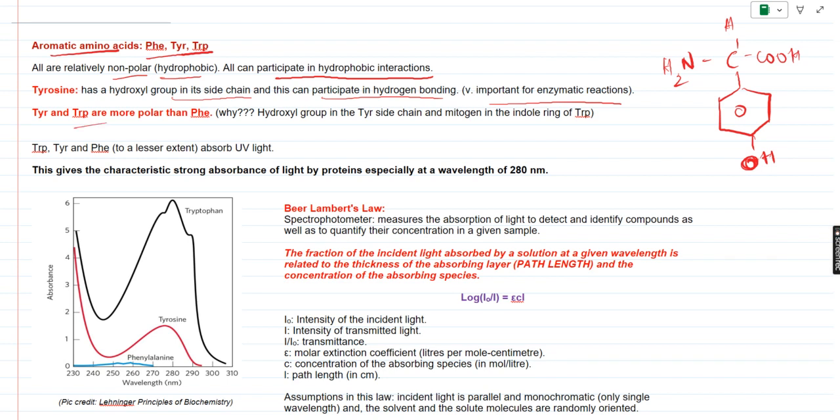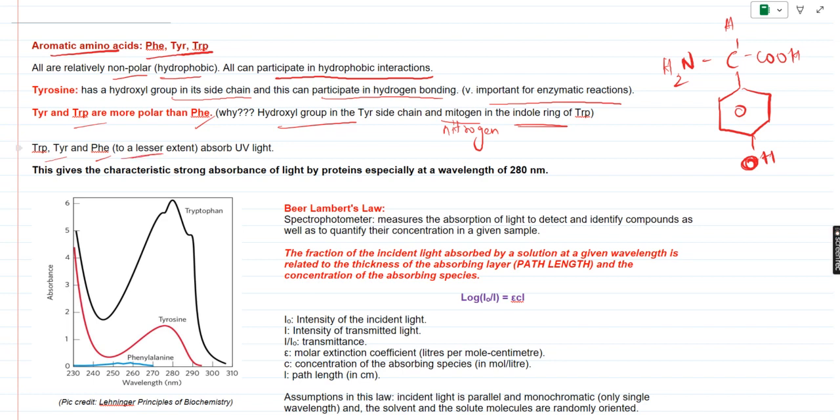If you see tryptophan, it also has a nitrogen which is pretty polar in the indole ring of the tryptophan. So the nitrogen atom in the indole ring of tryptophan is kind of polar, and hence makes tryptophan a little bit more polar. So tyrosine and tryptophan are going to be more polar than phenylalanine, because the hydroxyl group in tyrosine and the nitrogen in the indole ring of tryptophan are slightly more polar compared to the R group of phenylalanine.